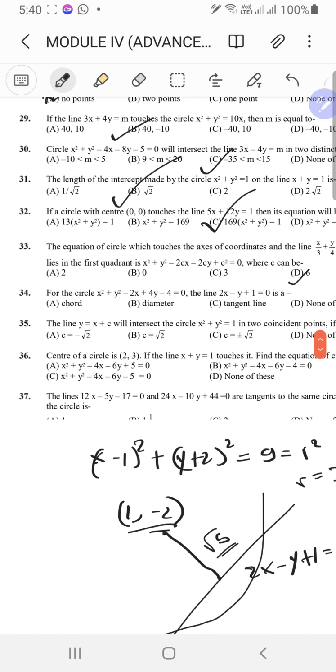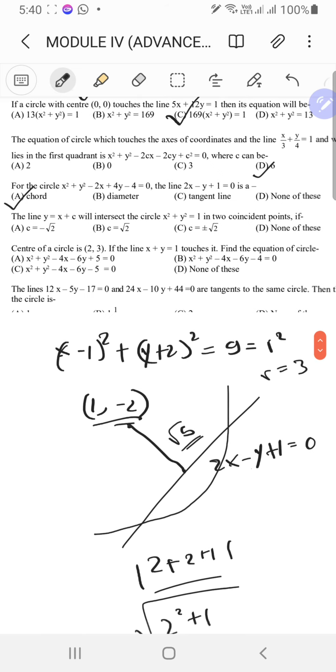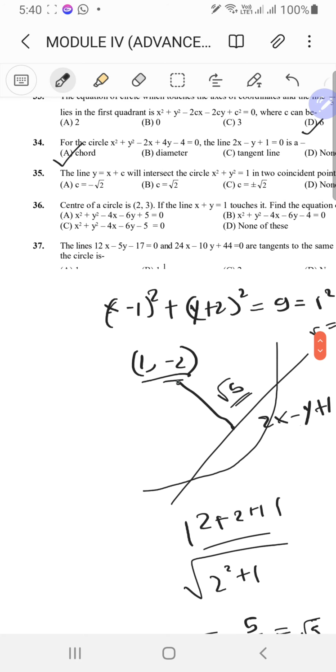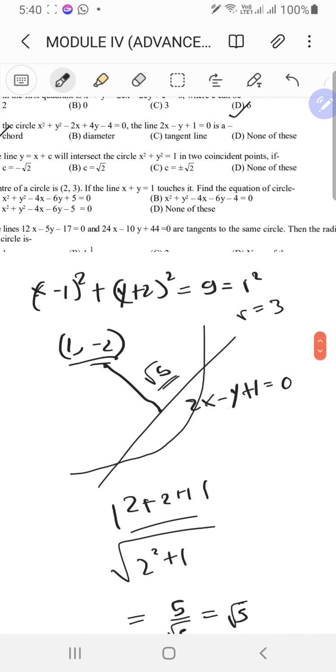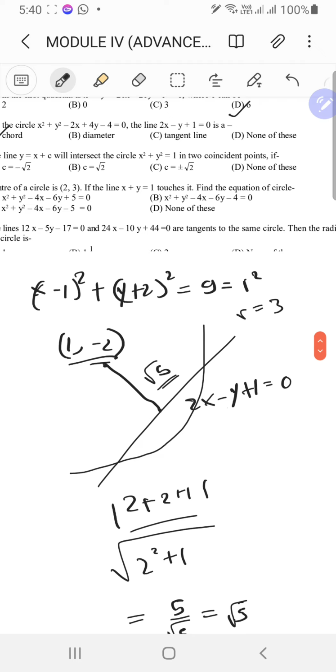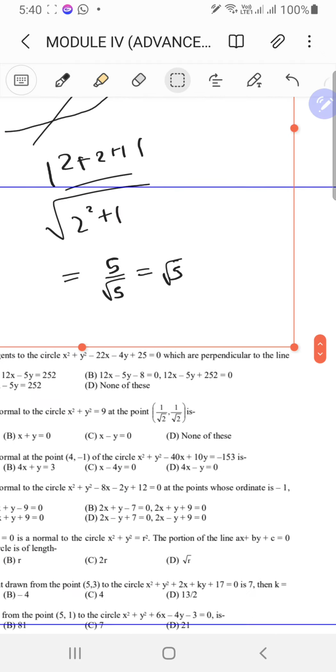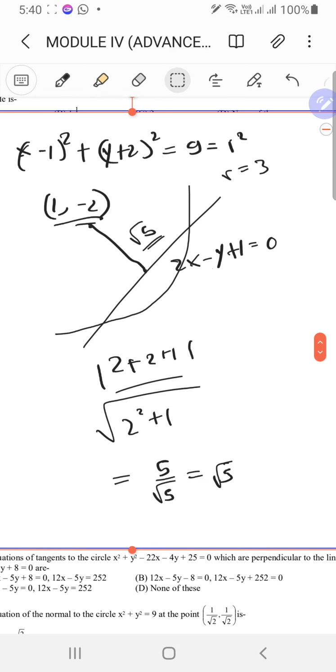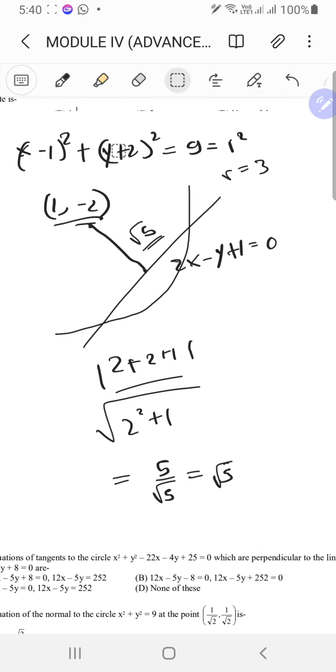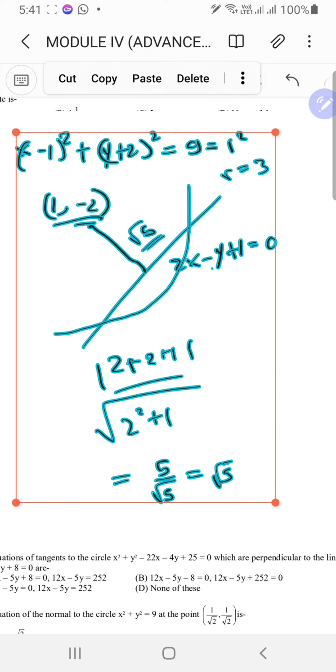This is a chord. Nice. Right. This is not a diameter because this distance is not 0. This is not a tangent line because this distance is not 3, so it's a chord. Next question. And this is also like it is intersecting, right? It's not non-intersecting because the distance is not bigger than r.